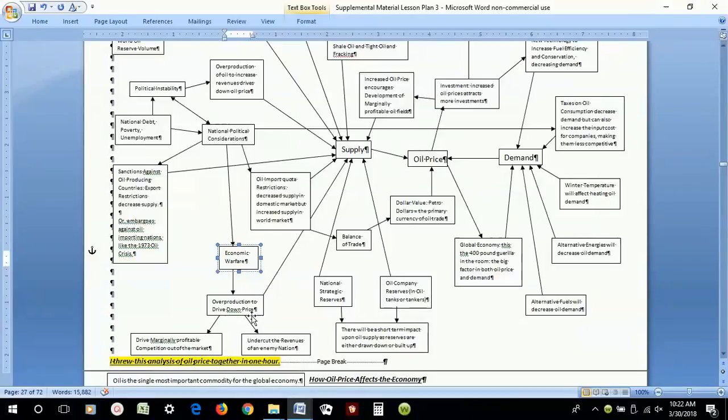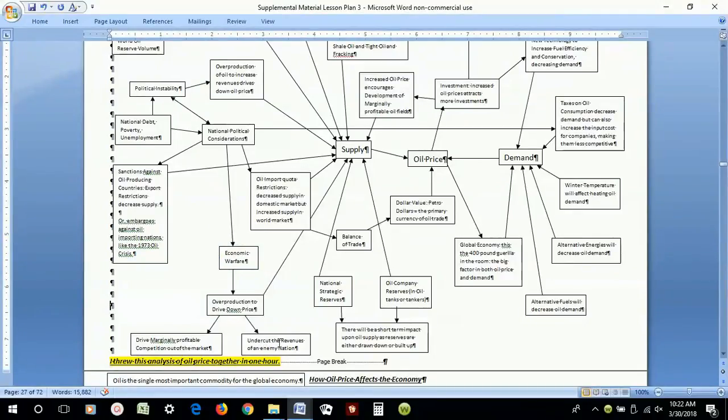So overproduction to drive down price. One of the reasons you can do that is to undercut revenues of an enemy nation, like for example Iran. You want to undermine their source of revenue, so you overproduce to drive down price, where you get the benefit from overproduction, but they get hammered, especially if they have production restrictions and price is falling. Or you want to drive out a competitor. For example, you want to drive marginally profitable oil producers out of the market.